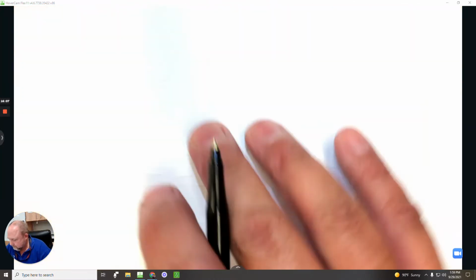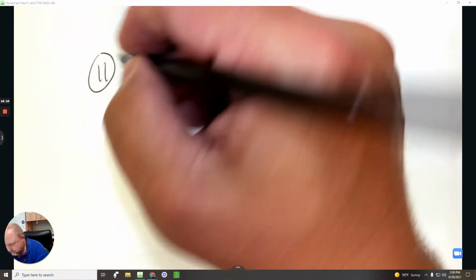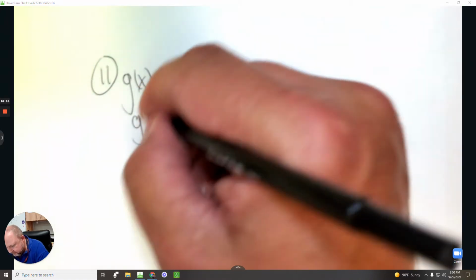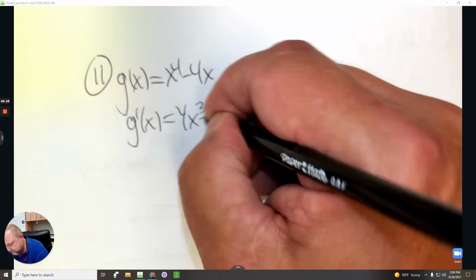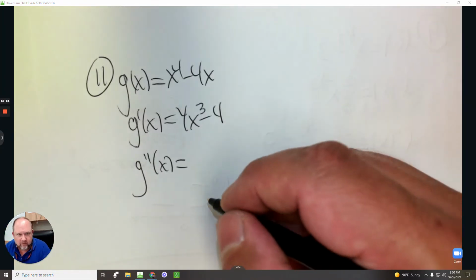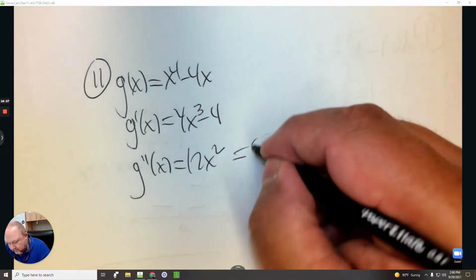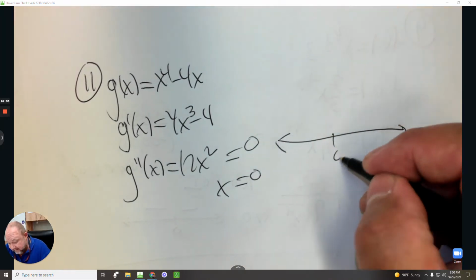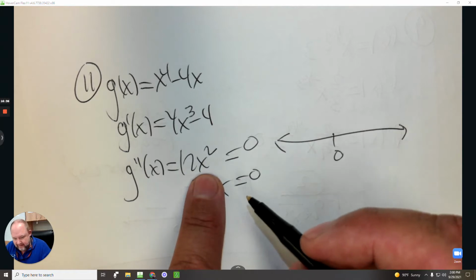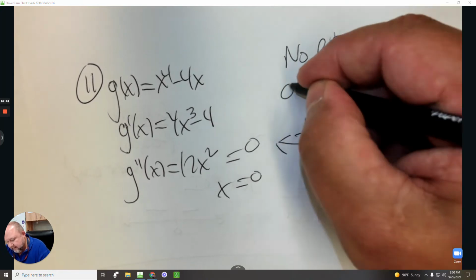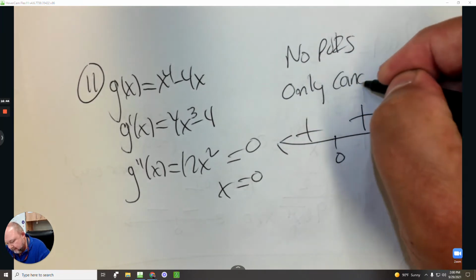All right, number 11. All right, so take the first derivative. Take the second derivative. Again, you can press pause if you want to do it yourself, right? Or work with me. Make it equal to 0. The only answer is 0. This is monotonic. It only has one concavity. So if I plug in a positive number or a negative number, it's only concave up. So we have no points of inflection, and it's only concave up.